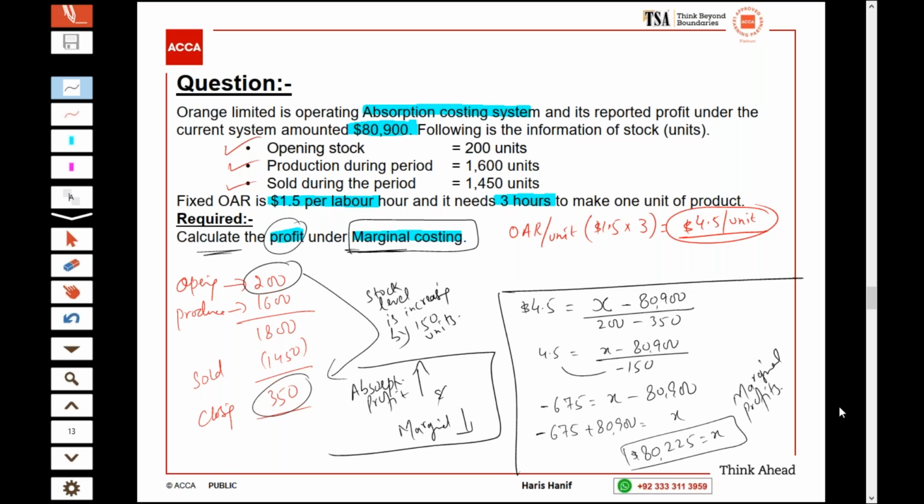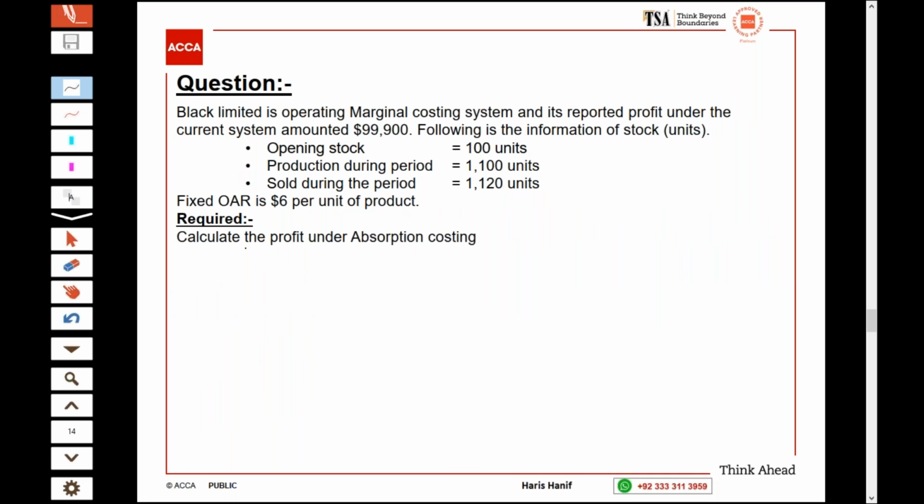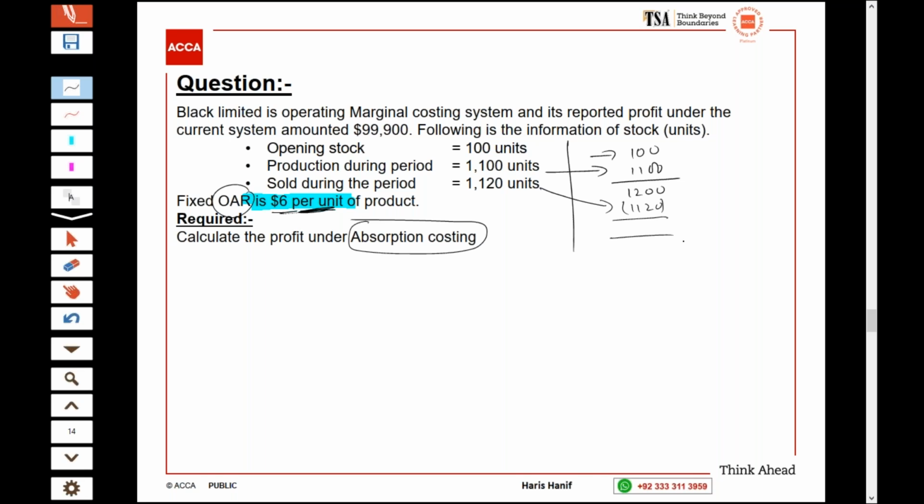Now, this is the next slide, the profit under absorption costing. See, fixed overheads is 6 per unit. It is per unit, no need to calculate that. Just calculate the opening. How many units opening? 100. How many units produced? 1100. That means how many units you are having? You are having 1200. And how many units had you sold? 1120. You had sold 1120. Now we have 80 units in the closing.